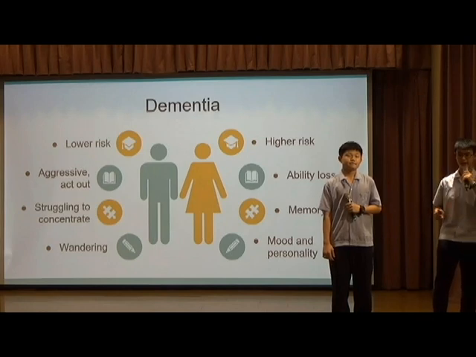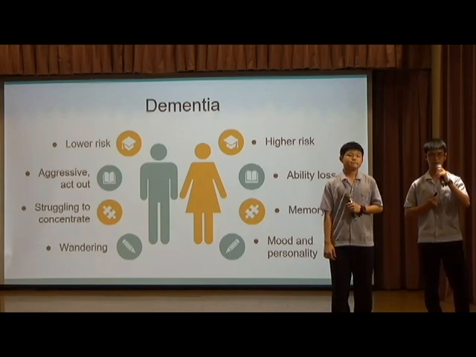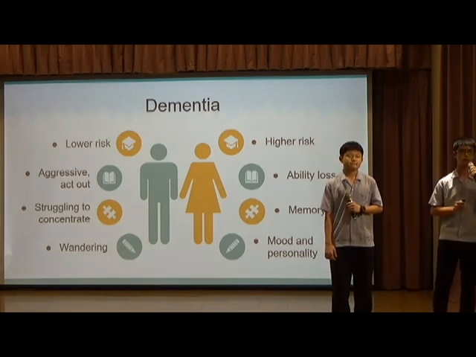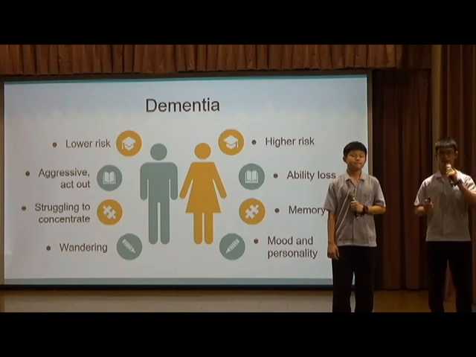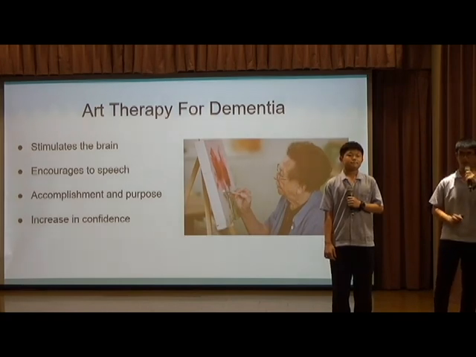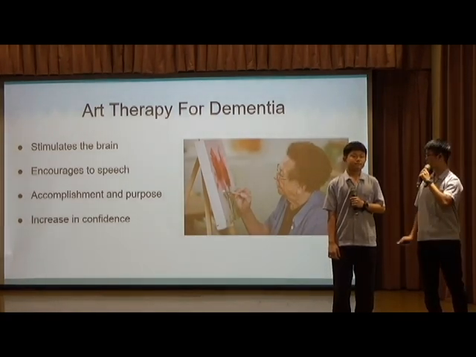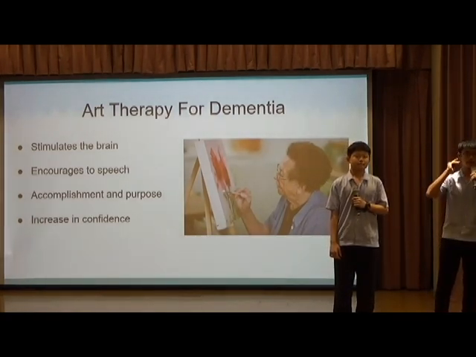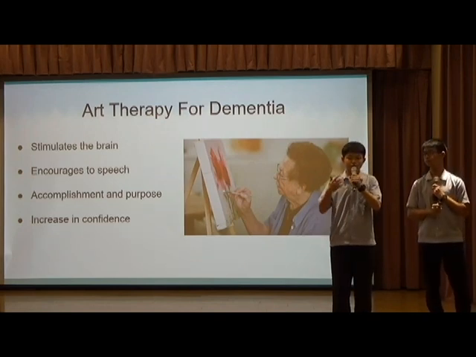But when they get it, they might lose the ability to do their daily tasks and also lose their recent memories. It also changes their mood and personality. So how does art therapy help dementia? First, it stimulates their brain so they can think more clearly, and encourages them to speak.